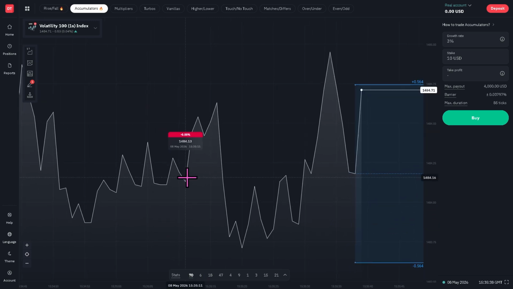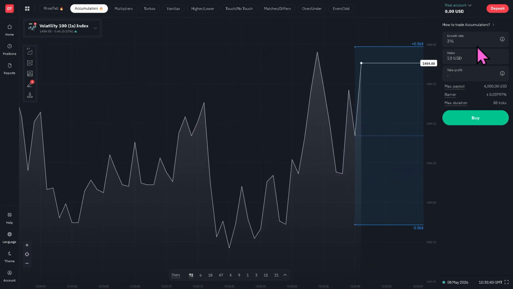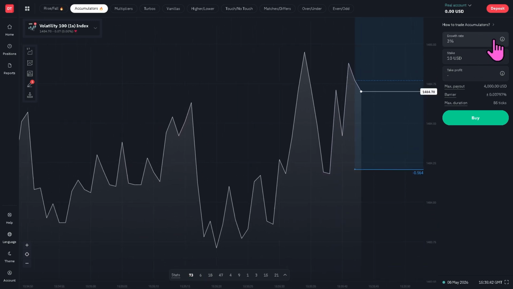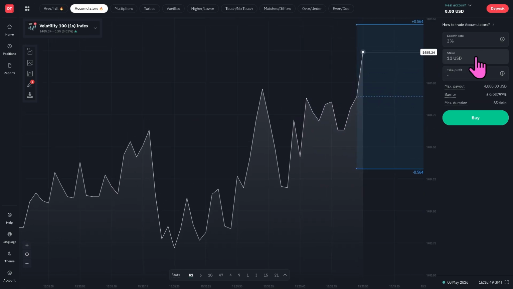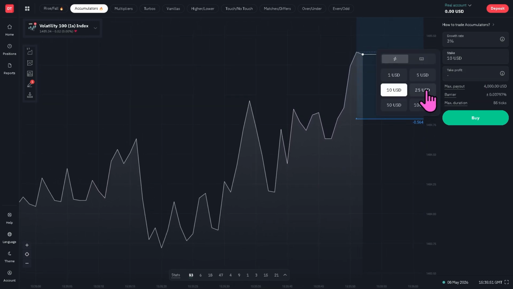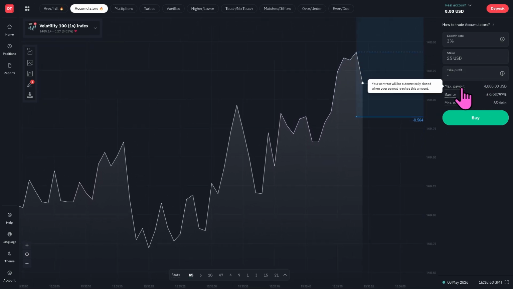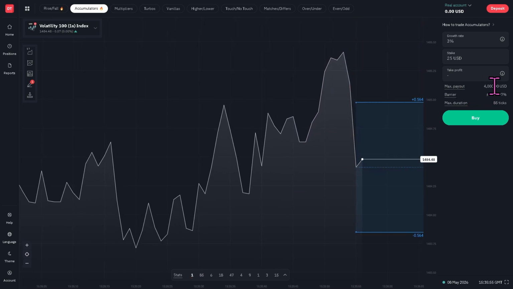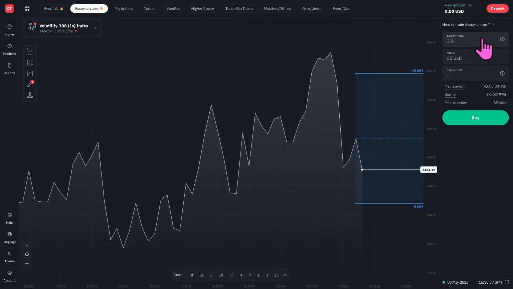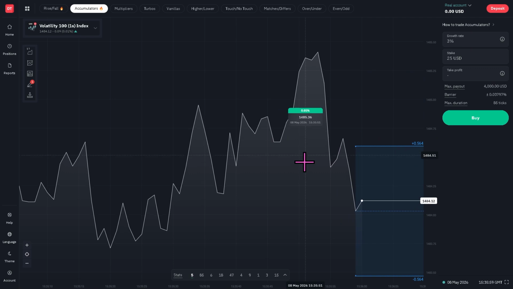Now let's understand the important sections on the right side of our screen. You will see your stake amount. Let's say we are choosing 25. You have the maximum payout or the potential payout and the growth rate. And of course, the chart movement.